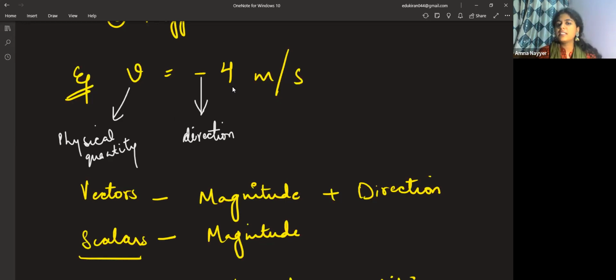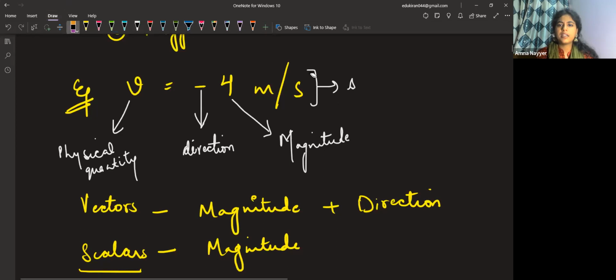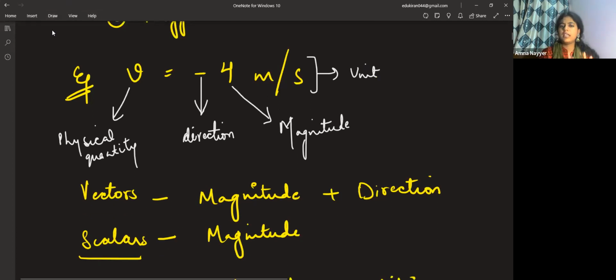And what is 4? If I ask you what is the magnitude of the quantity, I'm just asking you what is the velocity's magnitude. So you won't consider any sign at that time, whether it's positive or negative. Magnitude means the sole number only, the only number which is present. What is the number present without any signs? This is 4. So this is its magnitude. And what is meter per second? We have also studied, this is its SI unit. But let me call it just the unit, because it could have been written in CGS unit. This is how you break up your vector quantity.